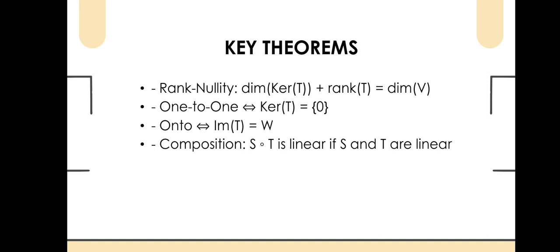Here are some essential theorems. The rank-nullity theorem tells us dim ker T plus rank T is equal to dim V. A transformation is one-to-one if the kernel contains only the zero vector. It is also onto if its image covers the entire codomain W. Also, the composition of two linear transformations is still linear, provided both are linear.